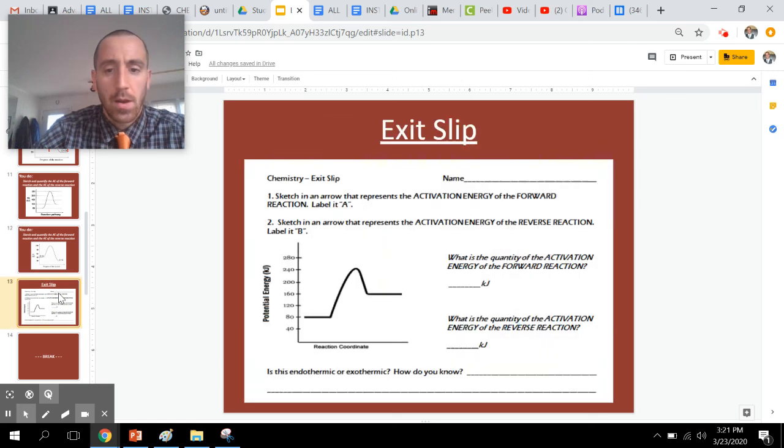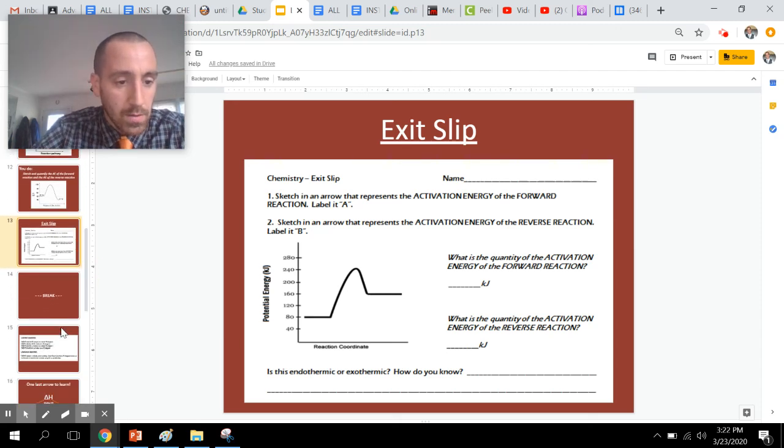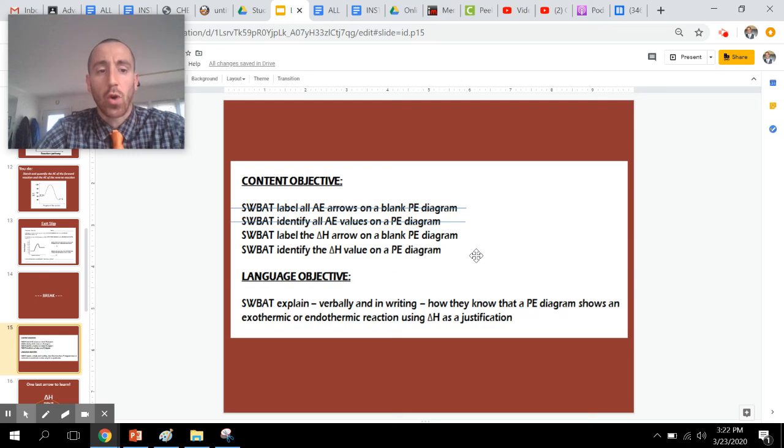Here's your exit slip. I will post this on a Google Doc, and I'll let you guys watch the video and go through it. After I'm done with this, I will make a second lesson for a separate day about the last arrow that you need to know, and then they'll move on. So I'm actually going to, just for the sake of it, go back to our objectives for the day. The goals were to label all the activation energy arrows on a blank PE diagram and to identify all the activation energy arrow values on a PE diagram. We've done that. I'm going to do these next 2 objectives in a separate lesson.